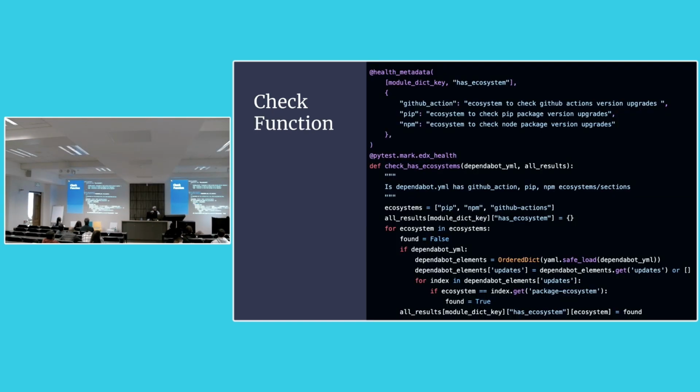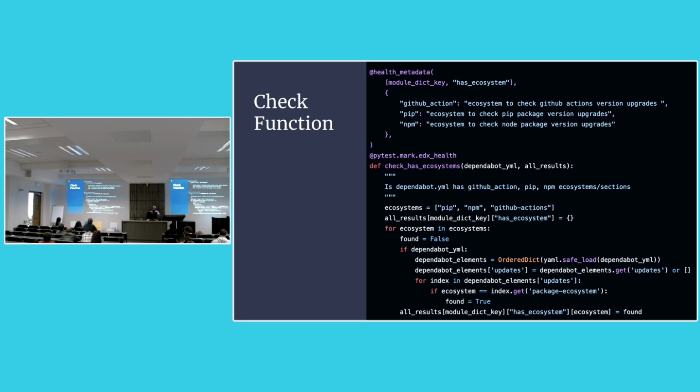Moving forward, this is the check function. On top of that, there is a health metadata decorator, where you can see the module dict key. It is basically a dictionary key, which further has the key ecosystem. What this check is doing is checking the dependabot YML file and checking whether this repository has the GitHub action, pip, and npm ecosystems in the dependabot YML.